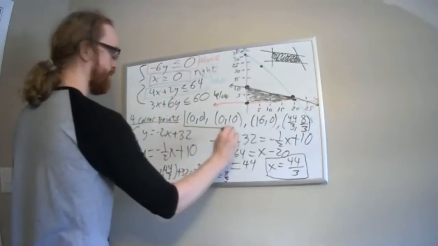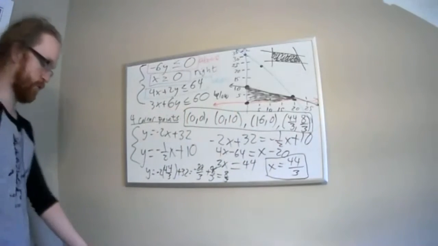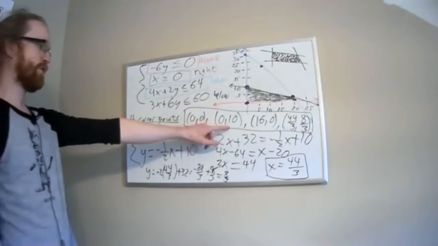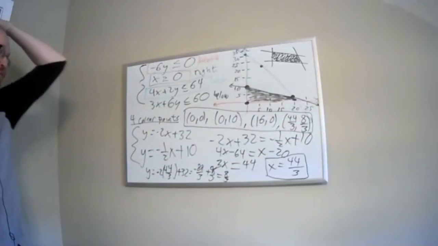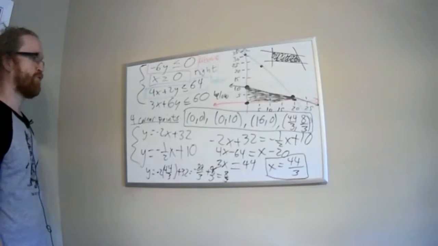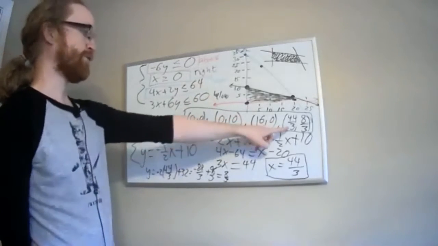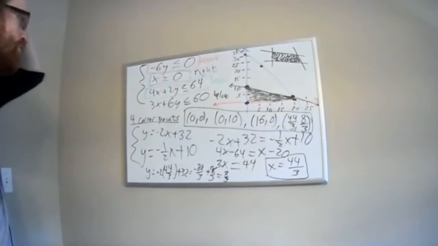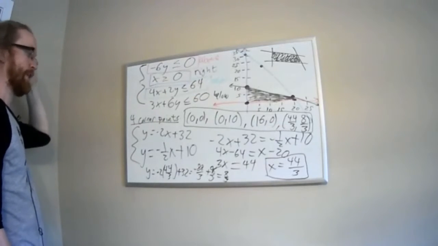So here are our 4 corner points for this system of inequalities: 0, 0; 0, 10; 16, 0; and 44 thirds, 8 thirds. If I had drawn my graph perfectly, I could find these 3 without really solving anything. But I would absolutely need to solve for this one, because I don't think you'd ever eyeball that from your picture, no matter how perfect it was. So we need to know how to solve for corner points mathematically like that.